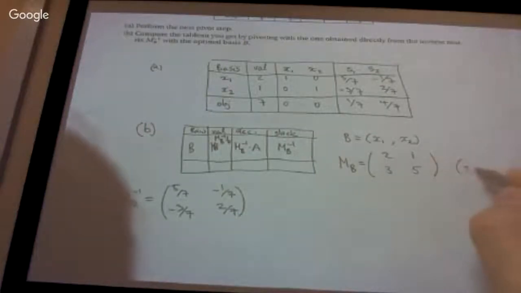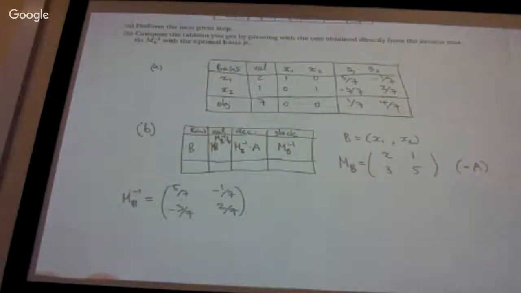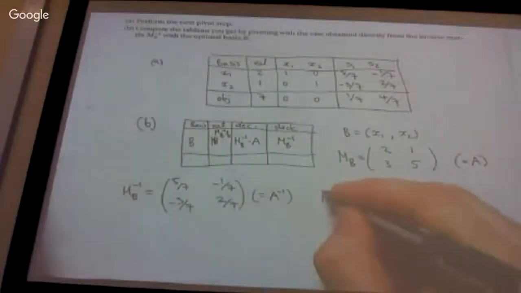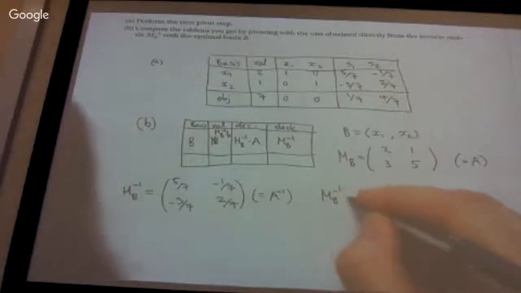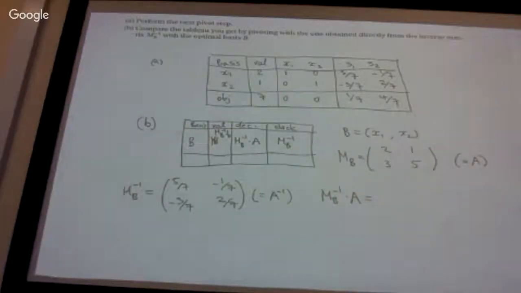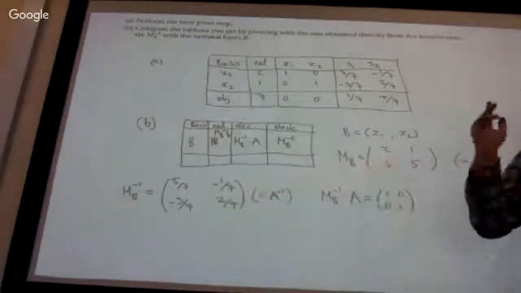Well, in fact, because MB happens to be A in this particular example, MB inverse happens to be A inverse. And so that means that if I do MB inverse times A, that's like A inverse times A. I can't get anything else than the 2x2 identity matrix. Or you can do it directly if you want. You can multiply this with this.